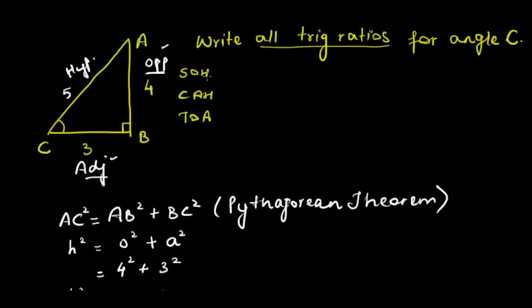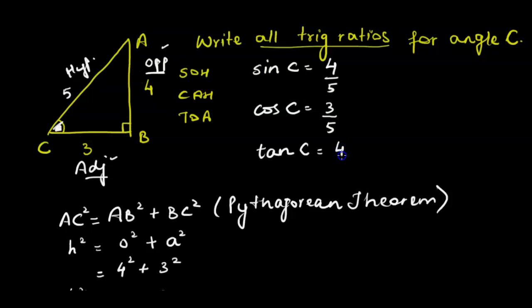Now let's write down all the ratios for angle C. Sine angle C is equal to opposite over hypotenuse. Opposite is 4, hypotenuse is 5, so we get 4 over 5. Next we have cosine angle C. Cosine is adjacent over hypotenuse, that is equal to 3 over 5. Next we have tan C. Tan is opposite over adjacent, that is equal to 4 over 3. And this is how we write down trigonometric ratios for any given angle when we are given the side lengths.